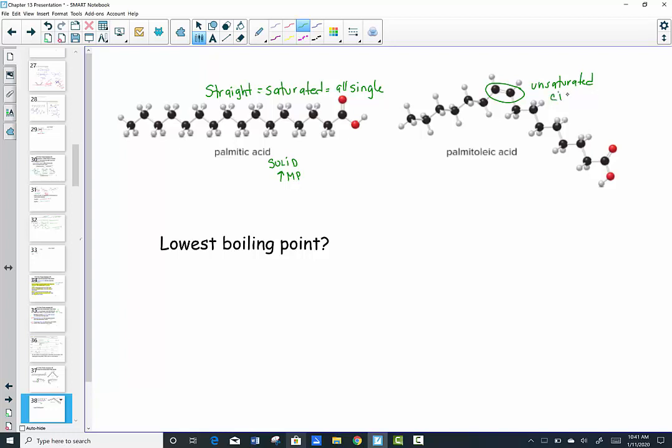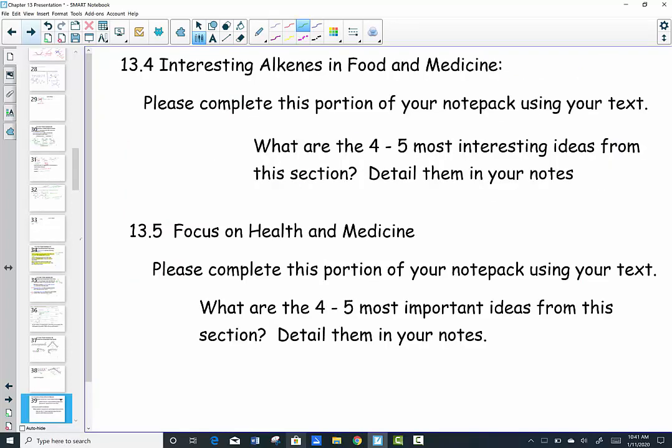We've done some really good work. It's time to pause. You are going to now use your book to fill in some notes on section 4. What are some interesting things about alkenes we find in food and medicine? And then also section 5, another focus on health and medicine. Using your book, just detail that portion of your note pack, and then we'll pick up our lesson again with section 6 in the next video.